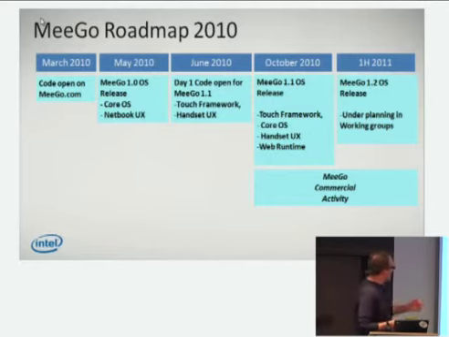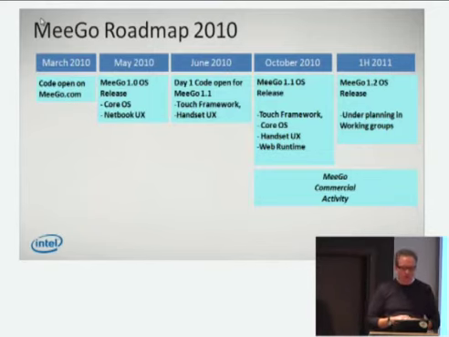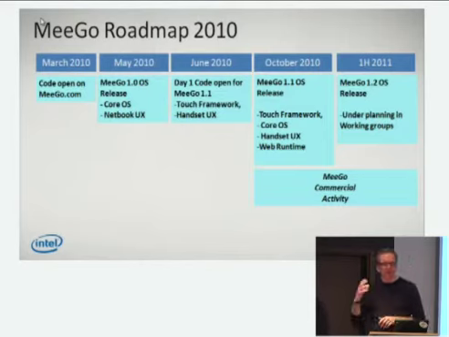So we are very close to the second box from the right. So this month we are going to have the MeeGo 1.1 OS release. This includes the touch framework. This includes the handset UX. A lot of this has already been shown in the day one code release earlier this year. But this is basically where, from our point of view, the whole commercial activity around MeeGo really starts.